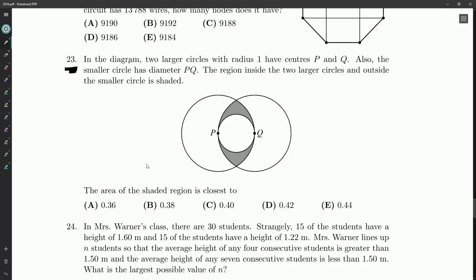In the diagram, two larger circles with radius 1 have centers P and Q. Also, the smaller circle has diameter PQ. The region inside the two larger circles, but outside the smaller circle, is shaded. I'm going to bet we're going to have to figure out the area of the shaded region. The area of the shaded region is closest to... so I am immediately reaching for my calculator.